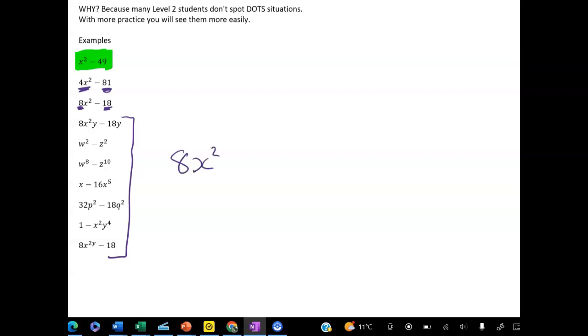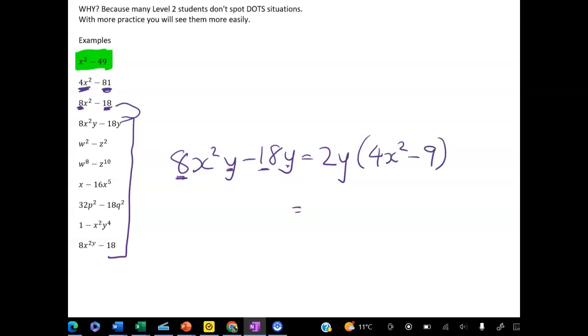Okay, 8x squared y minus 18y is a close relative of the question before. We've got a common factor in the numbers of 2, and then we've got a common factor of y. So we'll take out the 2y as a common factor, and we're left with 4x squared minus 9, which equals 2y times (2x plus 3)(2x minus 3).